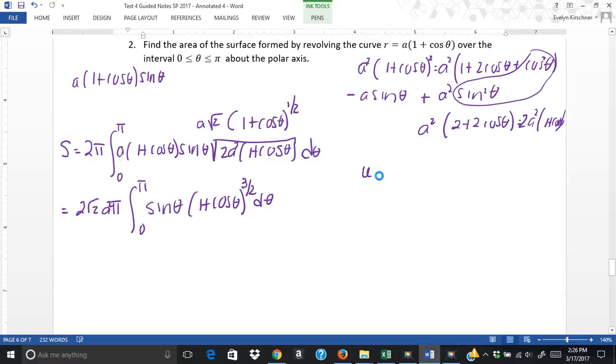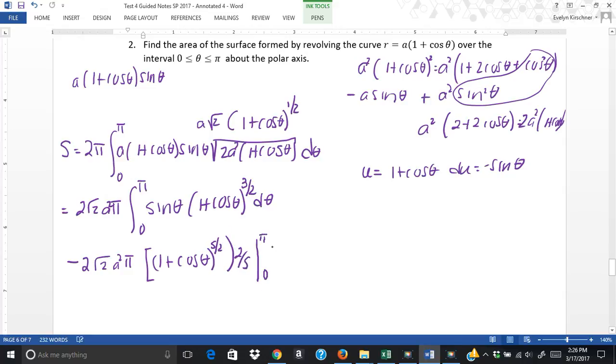So I can use u substitution, and u is 1 plus cosine theta, and then du is negative sine theta. So this equals the negative of 2 radical 2 a squared pi times 1 plus cosine theta to the 5/2 times 2/5, all from 0 to pi. So I have 2 times 2 is 4. I have negative 4 radical 2 over 5 a squared pi times 1 plus cosine of pi to the 5/2 minus 1 plus cosine of 0 to the 5/2.